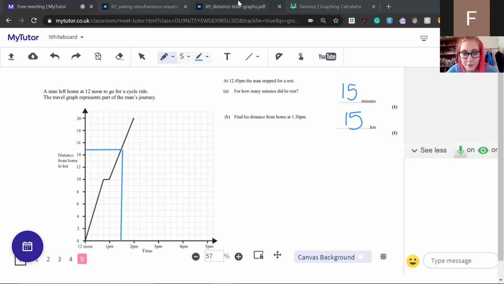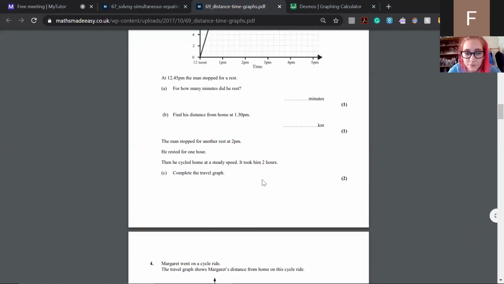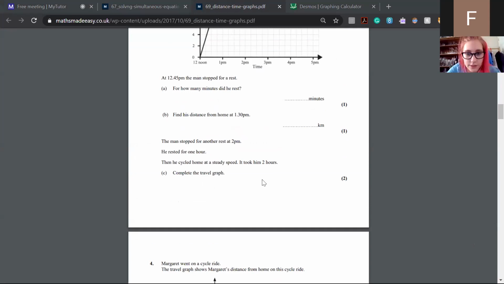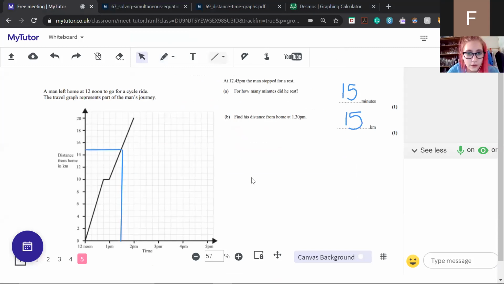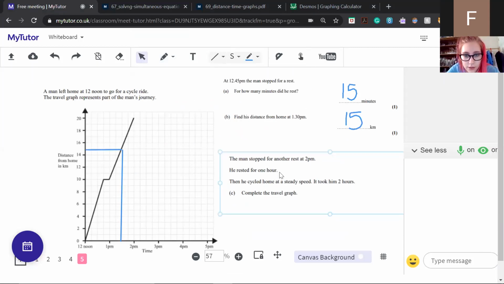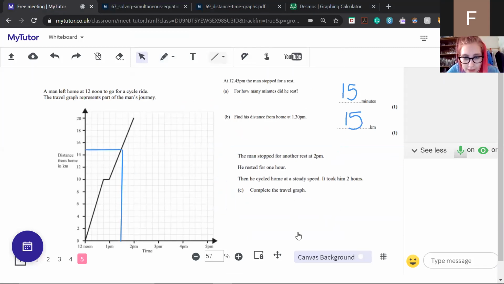Now let's do just before questions. We'll do the last bit. It says here, so the man stopped for another rest at 2 p.m. He rested for 1 hour, then he cycled home at a steady speed. So that means it's a straight line. That's just giving you a little bit of help there, saying, don't worry, it's a straight line. It took him 2 hours to complete the travel graph.